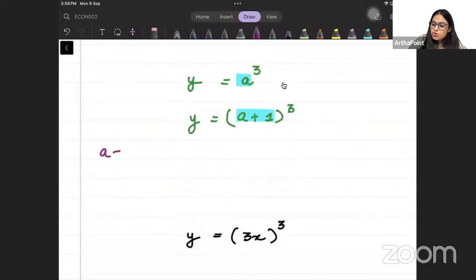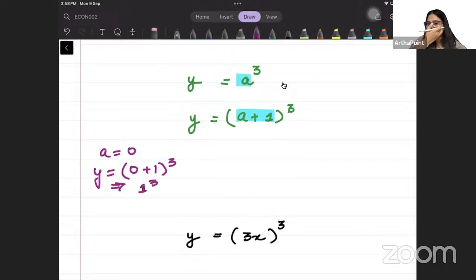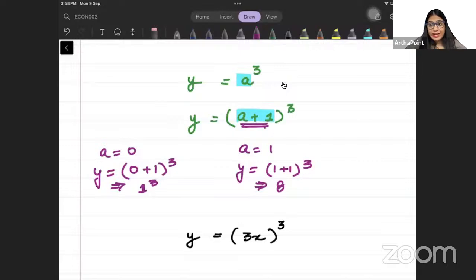Right? So suppose here, when a will be 0, beta, y will be 0 plus 1 to the power 3, 1 cube. Then when a will be 1, y will be 1 plus 1 to the power 3, 2 into 2, 4 into 2, 8. ठीक है? मेरा number क्या है यहाँ पे? My number is a plus 1. Then I am taking its cube. Number is a plus 1, not a.